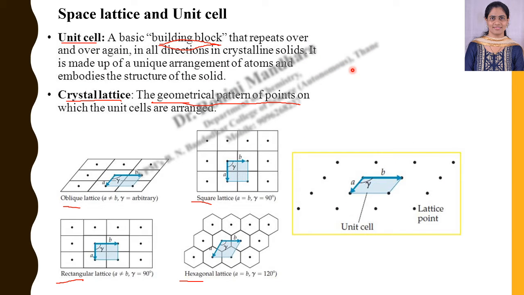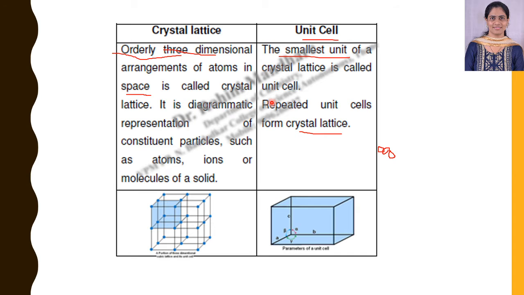Then apart from this, laws of crystallography, prepare all the definitions under space lattice and unit cell. What is a unit cell? It is the smallest repeating unit of the crystal. It is the building block that repeats, which is the unit cell. What is a crystal lattice? A geometrical pattern of points. We have just seen the highly ordered three-dimensional arrangement of atoms in space is the space lattice or crystal lattice, whereas the unit cell is the smallest repeating unit of the crystal lattice.